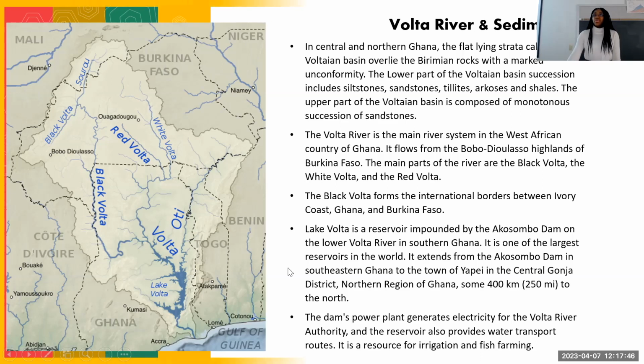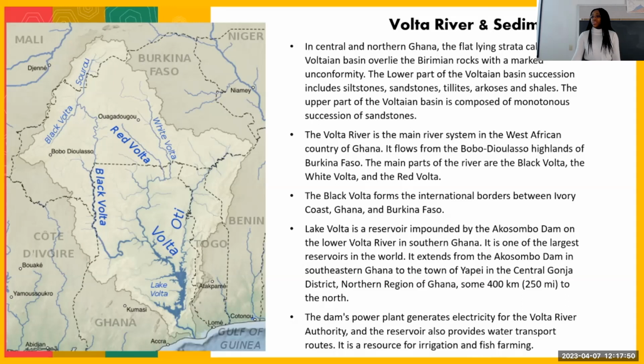Concerning the sediments, most of them lie in the basin of what is known as the Volta River. In central and northern Ghana, the flat-lying strata known as the Voltaian Basin overlie the Birimian rocks with a marked unconformity. The lower part of the Voltaian Basin succession includes siltstone, sandstone, tillites, arkose, and shale. The upper part is composed of a monotonous succession of sandstone. So sandstone after sandstone after sandstone, depending on age and depositional environment.